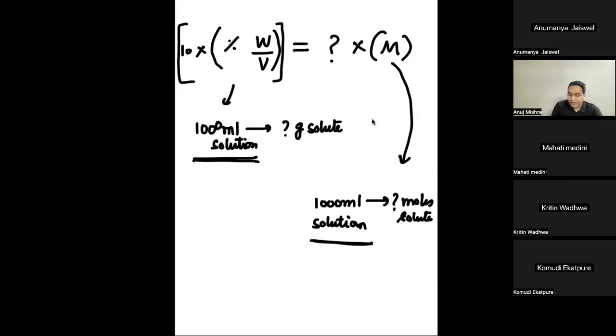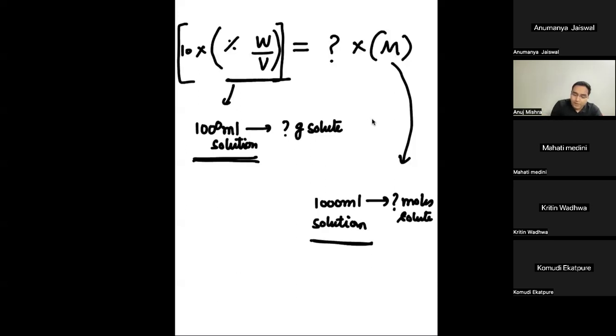So come back to this discussion once again. Percent W by V is: in 100 ml of solution, how many grams of solute are there? Let's say we multiply 10 on this. What is the meaning of it? In 1000 ml of solution, how many grams of solute are there? Is that the meaning or not?